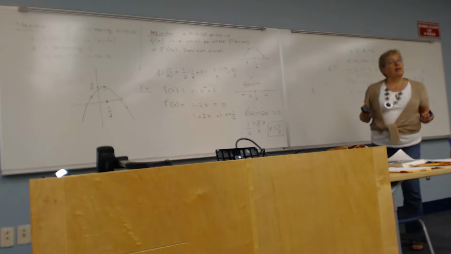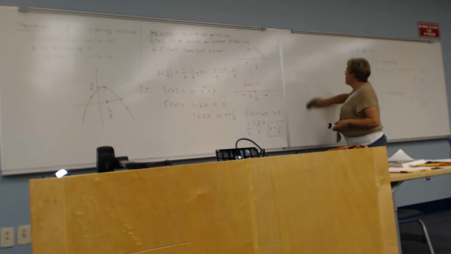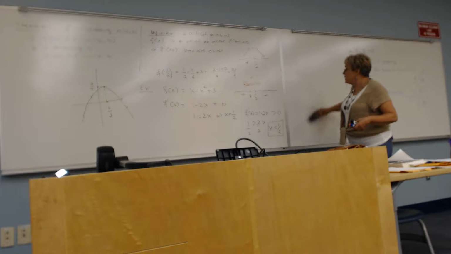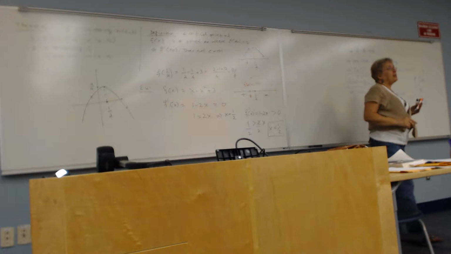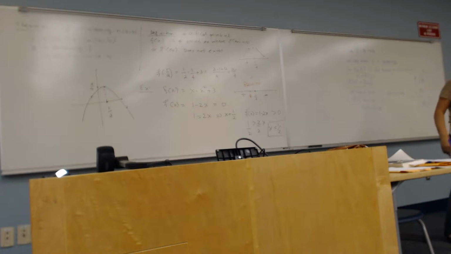This is 4.1. Actually, I'm doing 4.1 and 4.2 together, because 4.1 is about increasing or decreasing and concavity and convexity, while 4.2 is about the relative maximum and relative minimum, right?